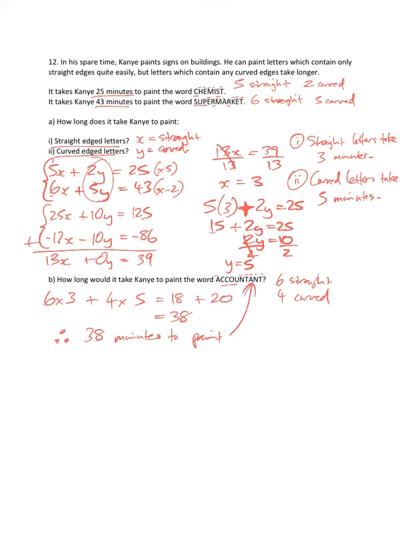1 straight, 2, 3, 4, 5, 6. 6 straight. How many curved? 1, 2, 3, 4. 4 curved. So 6 straight taking 3 minutes each, plus 4 curved taking 5 minutes each. 6 times 3 is 18, plus 4 times 5 is 20. 18 plus 20 is 20, plus 10, 30, plus 8, 38. Therefore, 38 minutes to paint this word here, accountant.